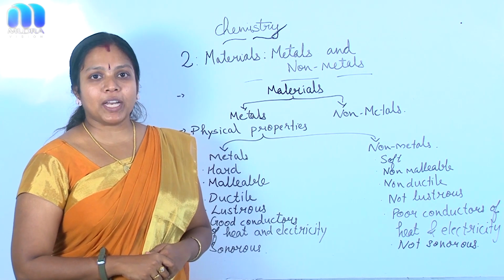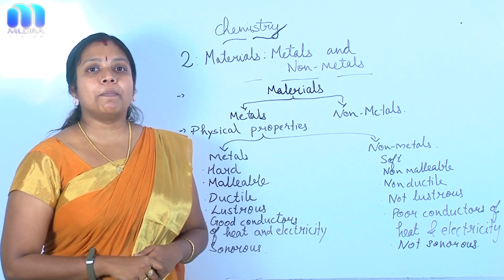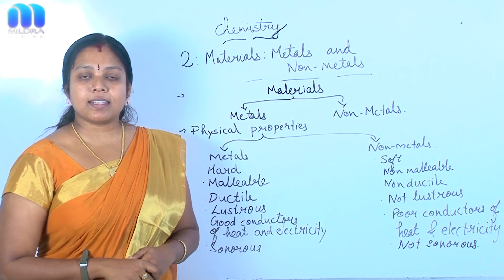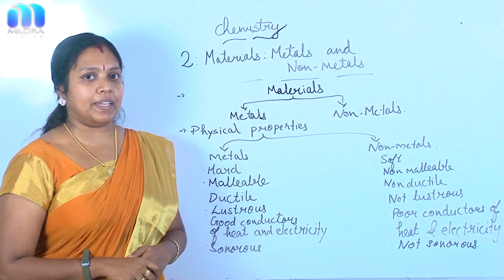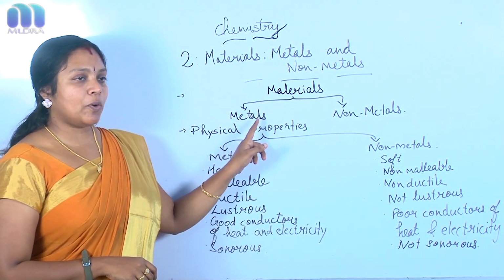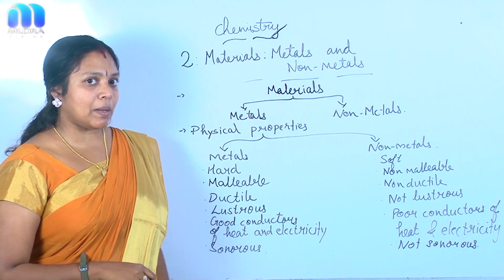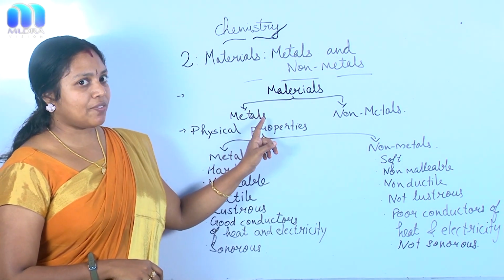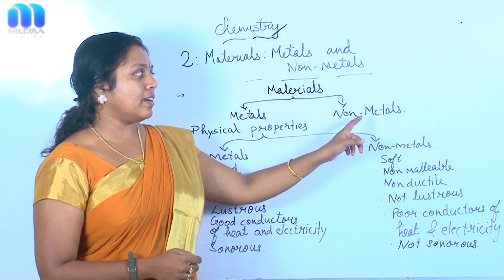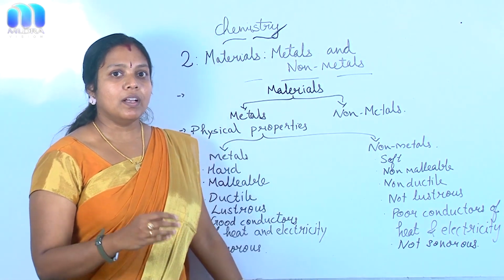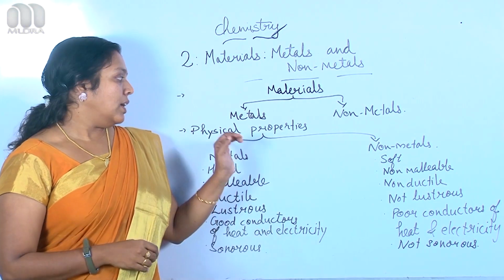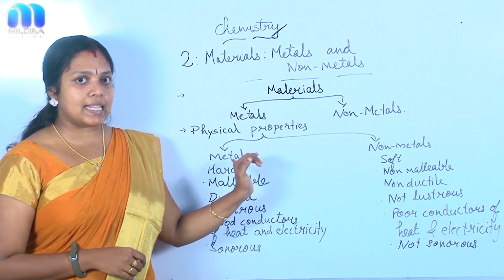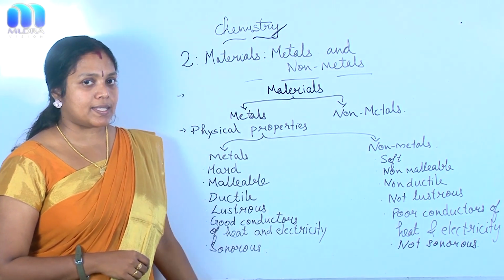Materials are classified into metals and non-metals based upon their physical and chemical properties. Next we are going to study the physical properties of metals and non-metals.